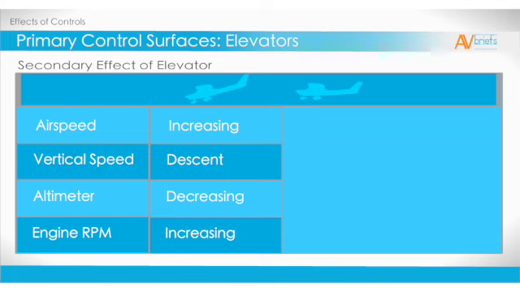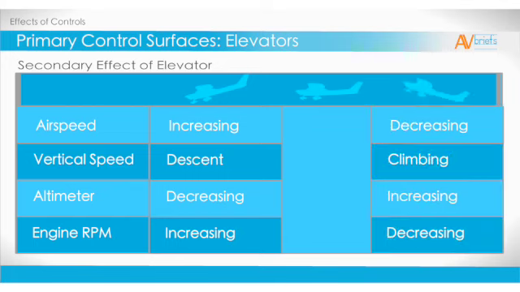When you climb in an airplane, you pull back on the yoke, and the nose pitches up. Much like riding a bike uphill, the speed will slow down. Vertically you will climb to a higher altitude. And the engine RPM, much like your legs on the bike going uphill, will start to slow down as it takes more effort.